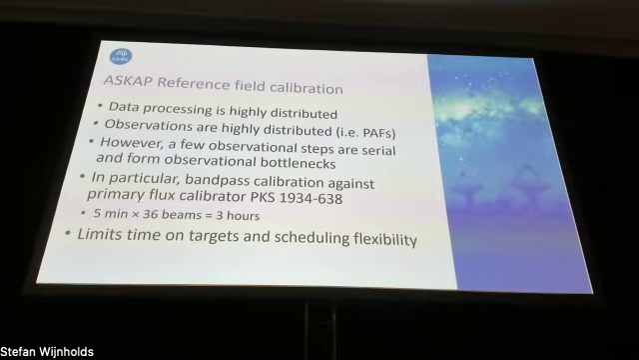What we do is point at the primary flux calibrator, 1934. We need to integrate for a little while because we've got pretty fine resolution, and you don't have a huge amount of bandwidth per spectral channel. But if you spend 5 minutes on 36 beams, that takes 3 hours, and you're eating up a lot of your time just doing bandpass calibration. It really limits how flexibly you can schedule observations and how often you can move backwards and forwards between different types of observations.